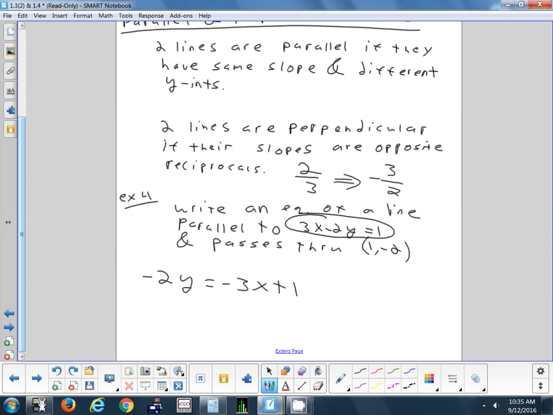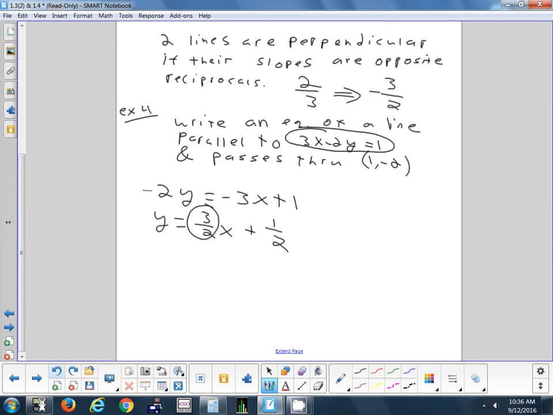So if I bring the 3x to the other side, and I divide everything by 2, I get, what's that? You divide by -2. Yep, sorry, divide by -2, and that should give me this. Okay. Now, actually what I'm going to focus on here, now I know the slope of the line. So I'm looking for a line that has a slope of 3/2.